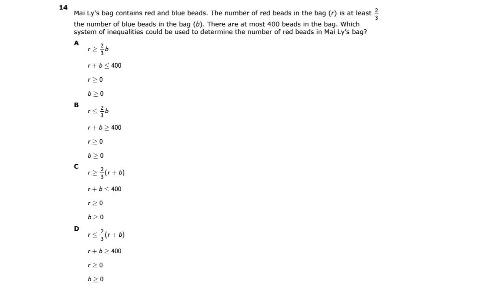It says, Lai's bag contains red and blue beads. So we're going to use R to represent the number of red beads and B to represent the number of blue beads. The number of red beads in the bag is at least, so red is greater than or equal to 2/3 of the blue, right? There are at most 400 beads in the bag. So what beads are we talking about? The red and the blue. So there's at most, so it's going to be less than or equal to 400 beads.